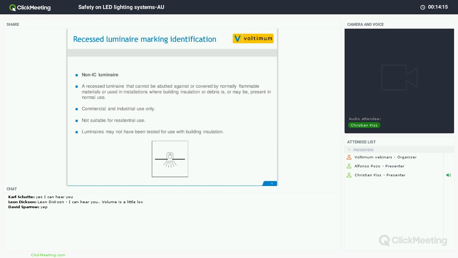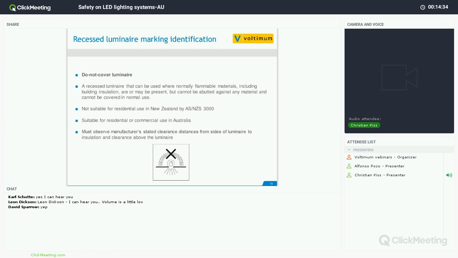You'll see the little symbol there. Basically, it looks like a downlight can, but that's the symbol that from now, or within that 2-year transition period, will be required to be marked on a luminaire if it's a non-IC type luminaire.